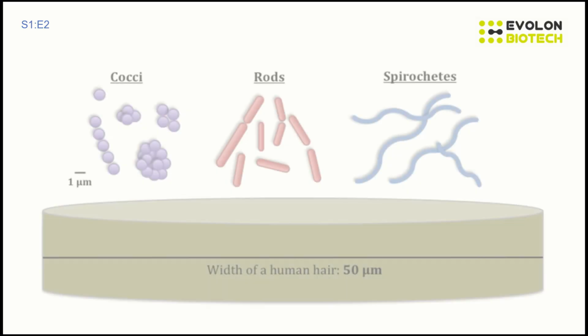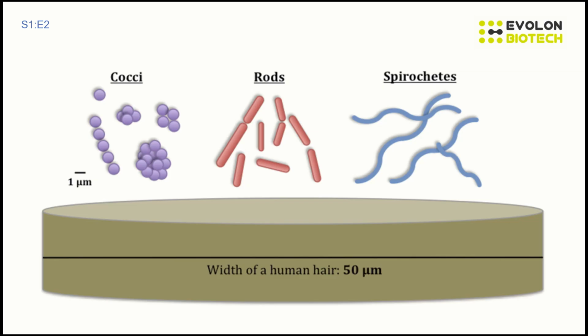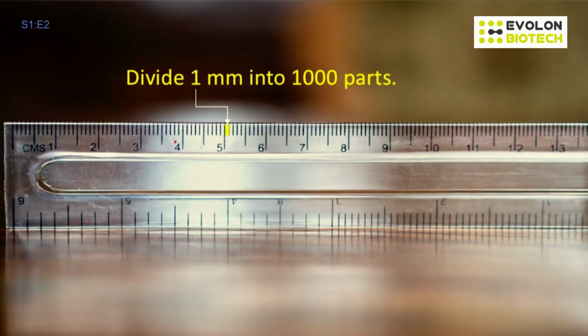How big are bacteria? Well, they are measured in micrometers. Usually, they are 1 to 2 micrometers long. Yes, many are bigger or smaller, but this is just a general size. 1 micrometer is about a thousandth of a millimeter. So, if I take 1 millimeter and divide it into 1,000 parts, one part will be 1 micrometer. That sounds good in theory, right?